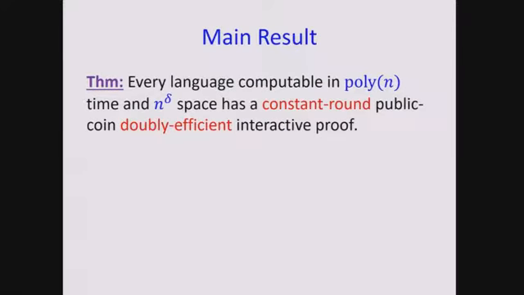Okay, so this brings us to our main result. Our main result is a doubly efficient interactive proof for the following class of languages. Anything that you can compute in polynomial time and in some bounded polynomial space, you have such a public coin doubly efficient interactive proof. The verifier is almost linear time, the prover is polynomial time, and there is just a constant number of rounds of interaction. Okay, so that's the main result.